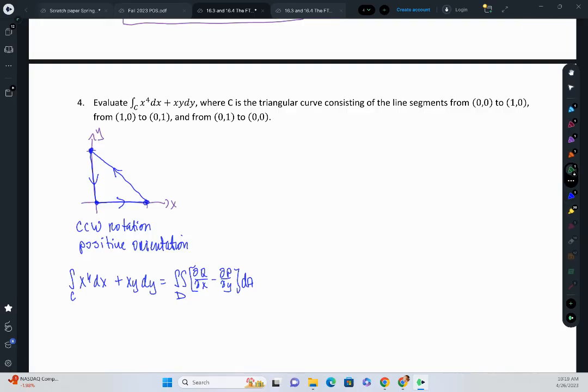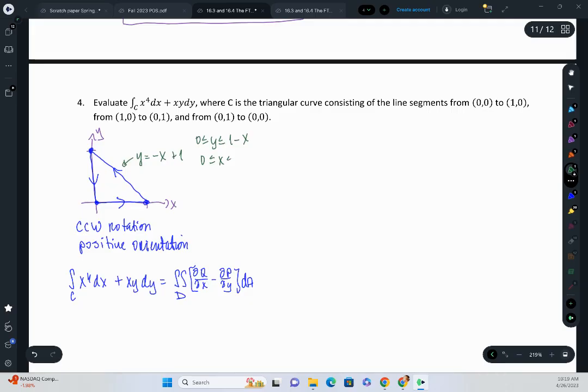It looks like it has a slope of -1. So we have y equals negative x, and then the y-intercept is 1. So this is negative x plus 1. Okay? And from what I can see here, it looks like y goes from 0 up to, I'm going to rewrite this as 1 minus x. And at the same time, x is going from 0 to 1. So we have our bounds.